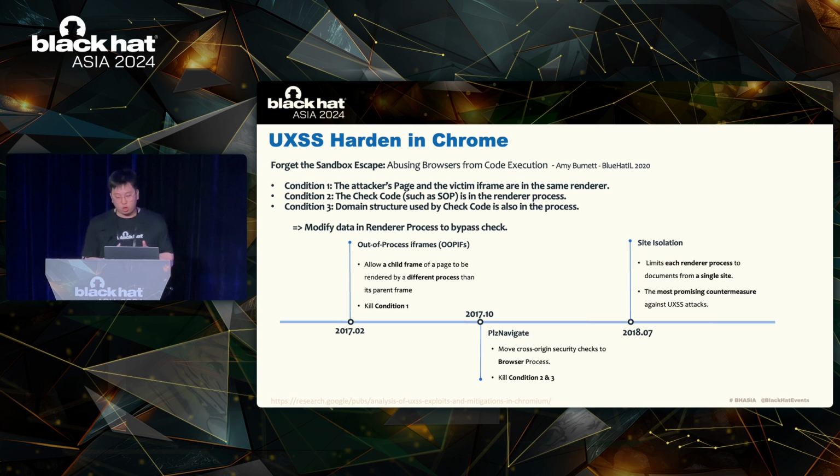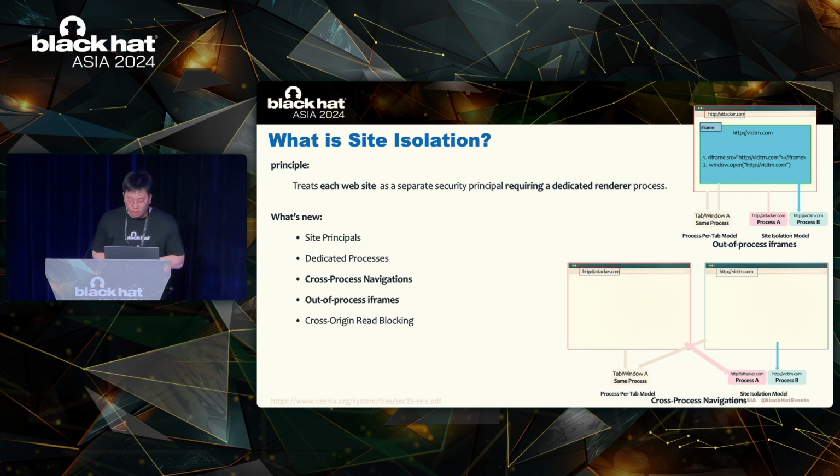What's more, Chrome introduced site isolation in 2018. It limits each render process to loading a single site. It is called the most promising countermeasure against universal XSS attacks. Site isolation seems a problem we have to face, so let's come to site isolation now. Its principle is treating each website as a separate security principal requiring a dedicated render process.